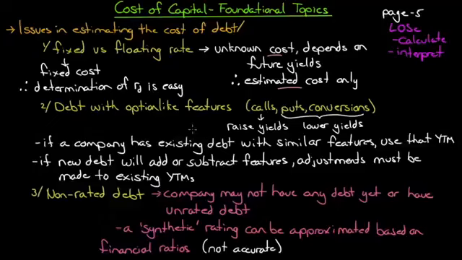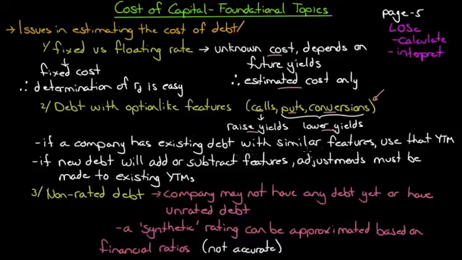Number two, debt with option-like features, whether it has calls, puts, or conversions. And by the way, at Level 2 fixed income, we are going to deal with bonds with these and price out bonds with options in them. Bonds with calls will raise yields. It'll raise the cost of the debt. Puts and conversions will lower the yields.